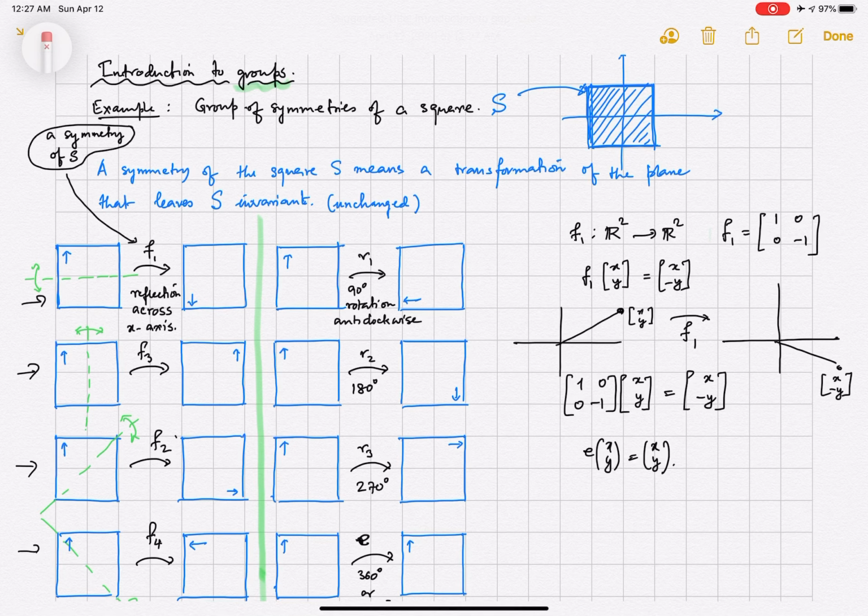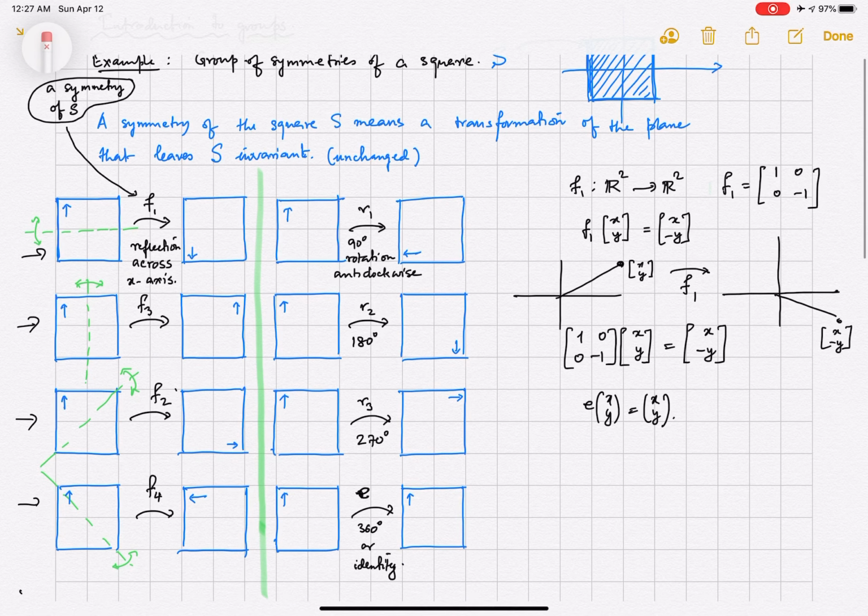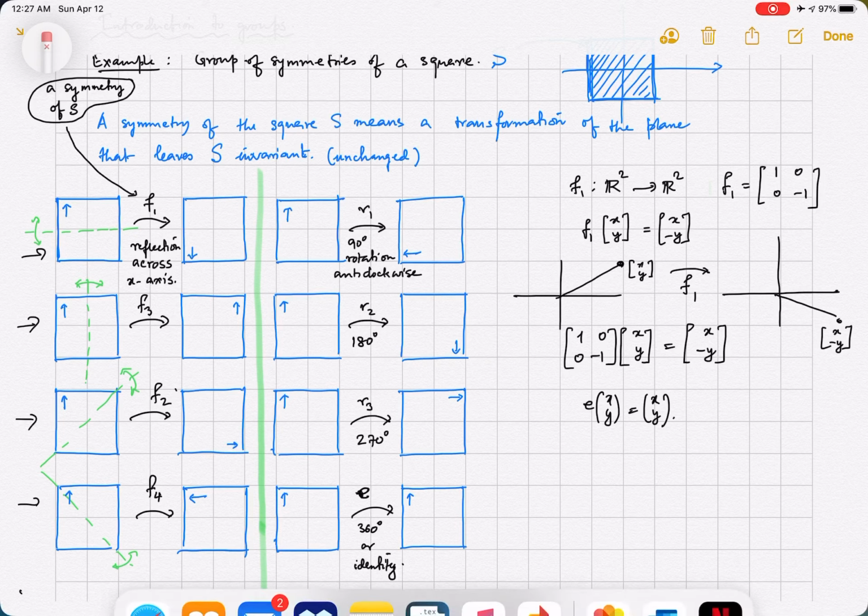And then you have 4 rotations, you might say. Anti-clockwise rotation by 90 degrees, 180 degrees, 270 degrees, or 360 degrees. The first 3 are called R1, R2, R3. And the 360 degree rotation of the plane is the same as the identity transformation of the plane. So that's customarily called E for identity. These 4.